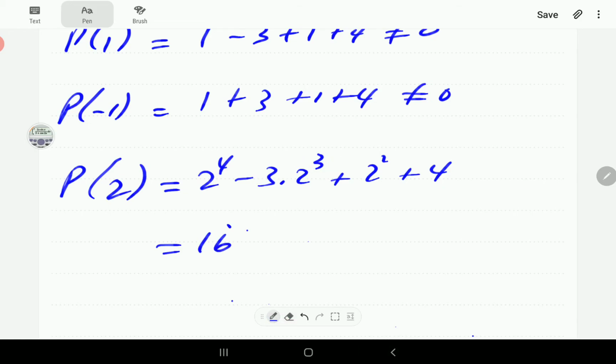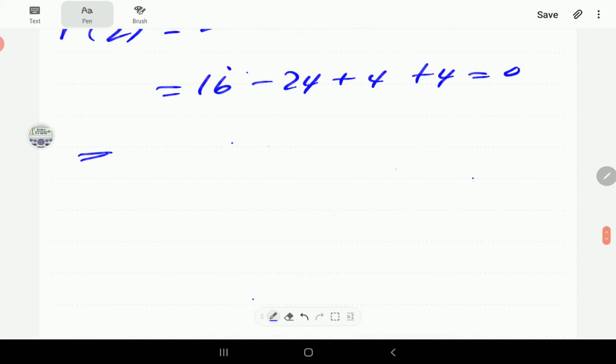This one is going to be 8 times 3, which is 24. This is 4 and this is 4. Now you're going to notice here that negative 1 is only this one, 24. Then the positive one, 16 plus 4 is 20 plus 4 is 24. So this is working out to 0.